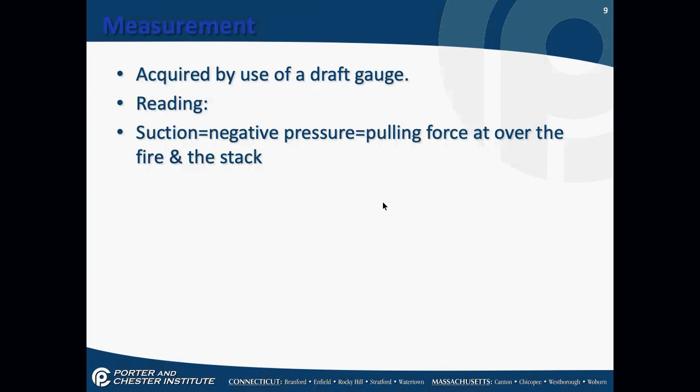We use a draft gauge to measure this. It's a pulling force over the fire and the stack. We have 2 draft measurements we take. One is over the fire and one is in the chimney. The over the fire is slightly higher than the chimney, but it's still at a negative pressure than the space around it.